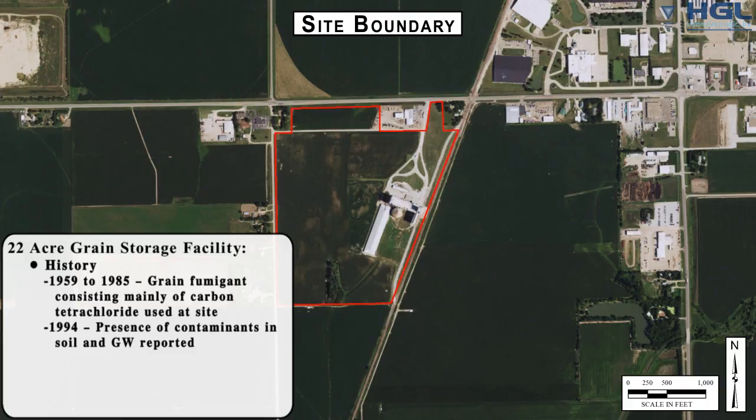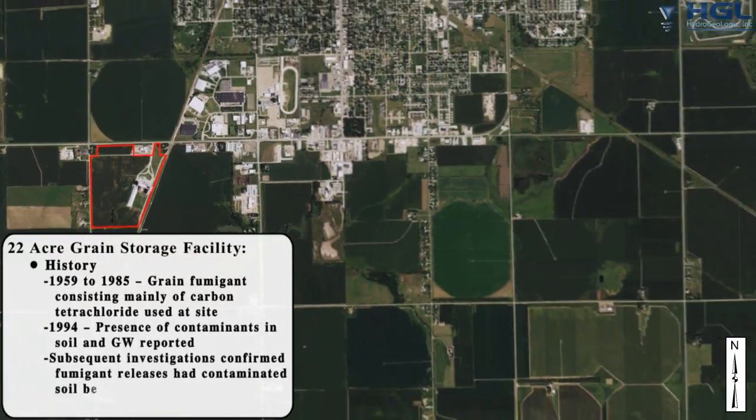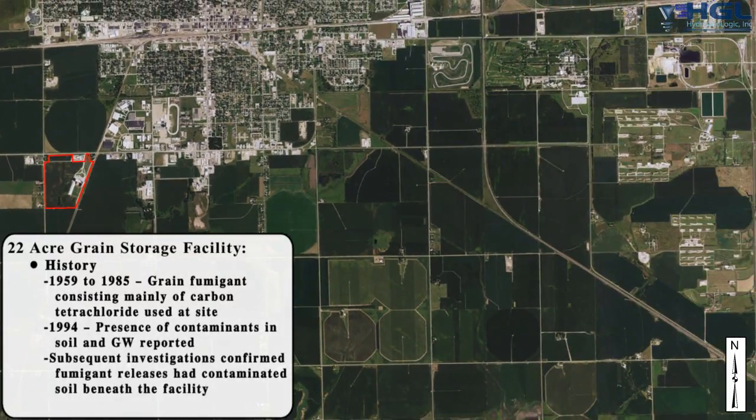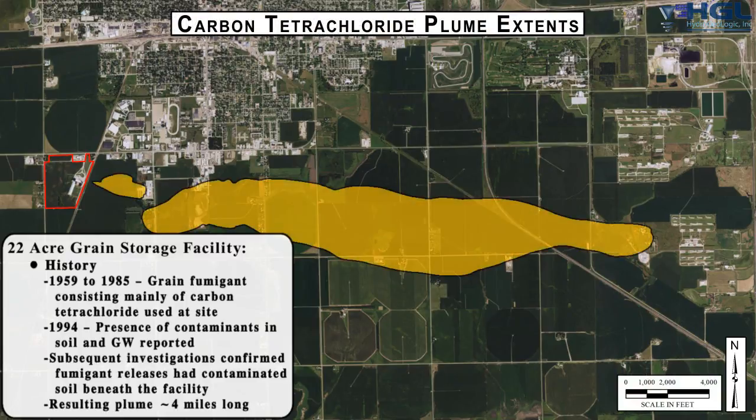In 1994, presence of contaminations in the soil and groundwater was reported. Subsequent investigations confirmed that releases of fumigant in the shallow soils had contaminated the soil beneath the facility and created a plume of contaminated water approximately 4 miles long in an east-southeasterly direction from the facility.